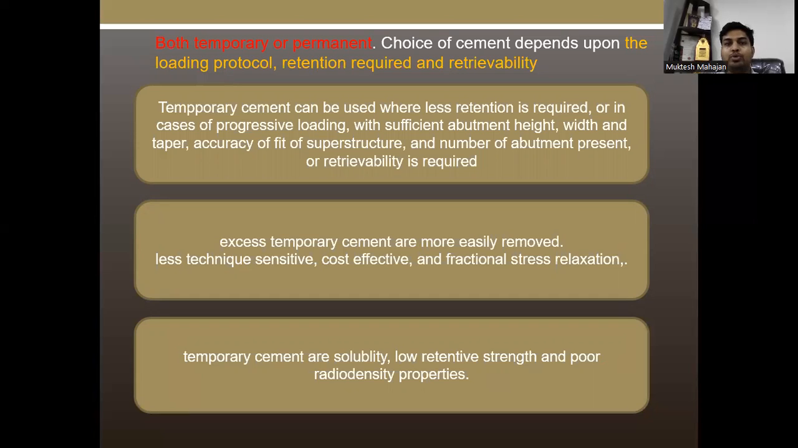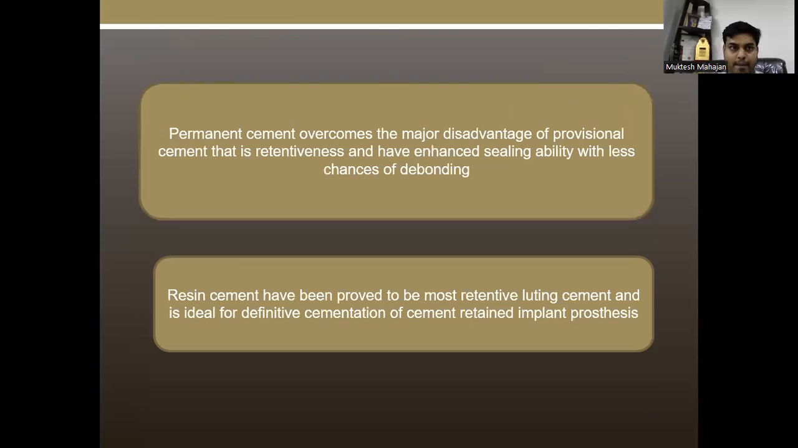Temporary cement can be used where less retention is required or in the case of progressive loading with sufficient abutment height, width, taper, accuracy of fit, superstructure, and number of abutments present, or where retrievability is required. Excess temporary cement is more easily removed. It is less technically sensitive, cost effective, and allows fractional strain relaxation. Temporary cements have solubility, low retentive strength, and poor radiodensity properties.